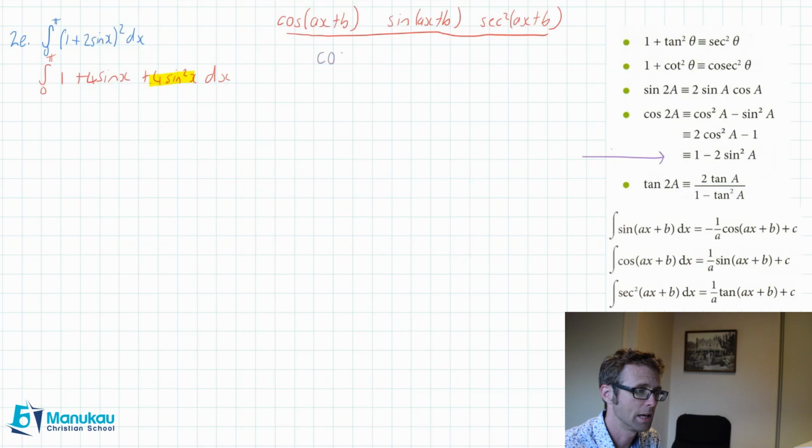I'm going to say cosine 2x. I'm going to use this here, and instead of using a, I'm just going to use x. So cosine 2x is equivalent to 1 minus 2 sine squared x. Now I'm going to pull my 2 sine squared x over to this side so that I get a positive value, and I'll move the cosine 2x across to this side. So I'll get this. Now you can see that I've got a 4 over here, so I need to multiply by 2 to make that 4. So I multiply both sides by 2 and I will get this.